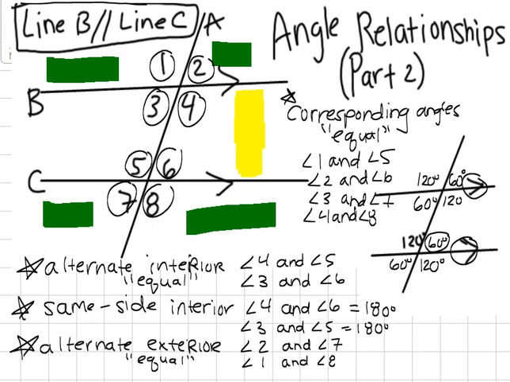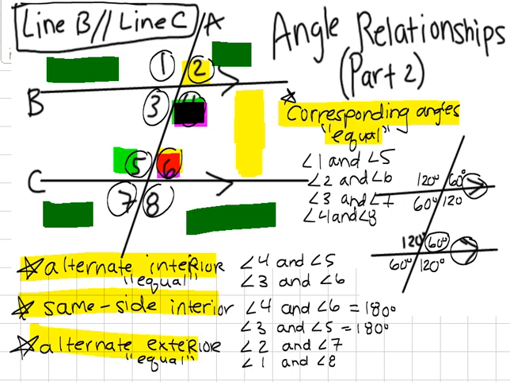So once again, let's review. We have corresponding angles. That's like angles 2 and 6. We have alternate interior angles. That is like 4 and angle 5. We have same side interior angles. That is like 4 and 6. We have alternate exterior angles. That is like 8 and 1.